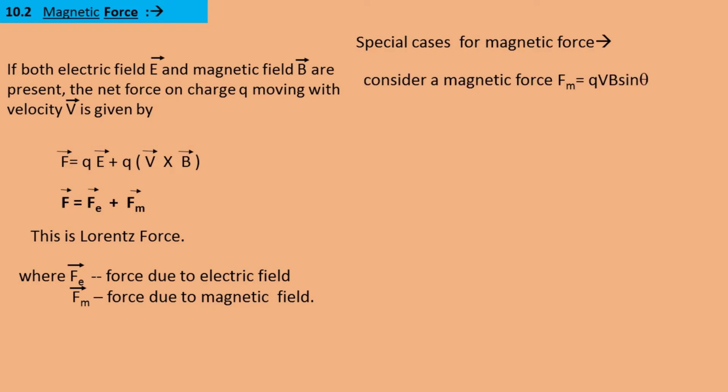Now we consider special cases for magnetic force. That's why we consider in magnitude Fm is equal to QVB sin theta. Consider case first: if the charge is stationary, means the velocity of the charge is equal to 0.